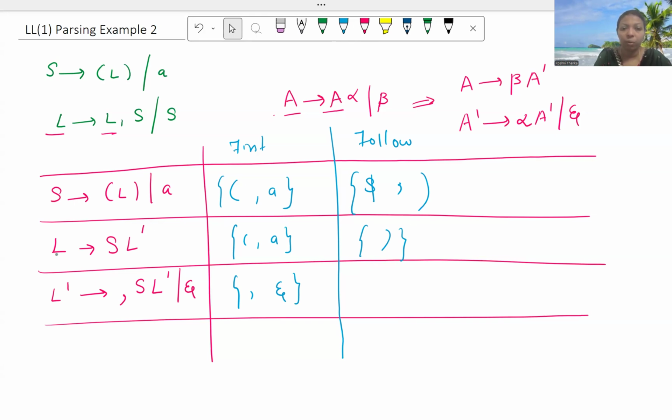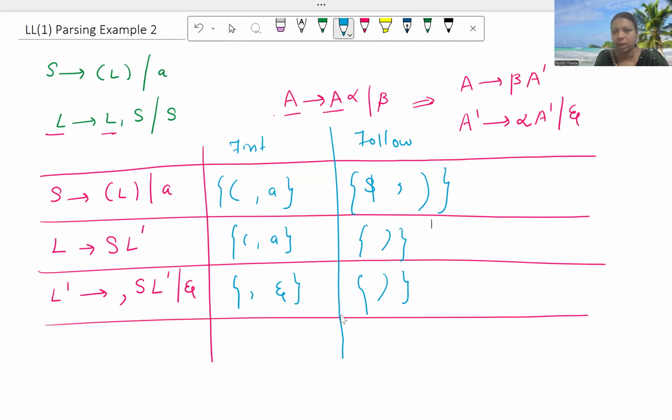What is the follow of L? Already we have learned the follow of L is close parenthesis. So I have included that. And here is also another L dash, the same production, right? So in this case, following S is L dash. So first is comma, comma is already there. And when you replace this L dash with epsilon, nothing will be coming. Then you have to find the follow of L dash. Follow of L dash is close parenthesis, which is already there.